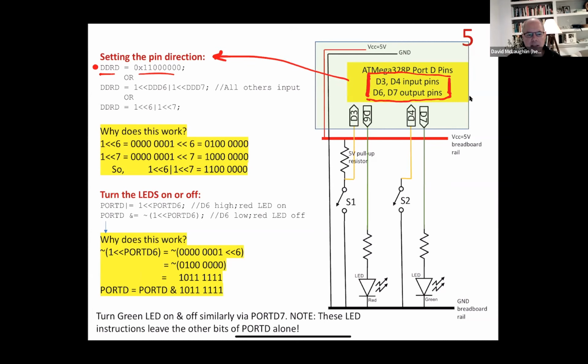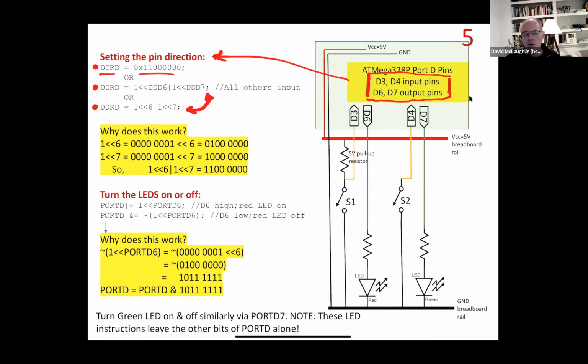Now, another way to write this is to write it like this. DDRD is equal to one shift left DDD6 or one shift left DDD7, which is exactly the same as writing DDRD is equal to one shift left 6 or one shift left 7. I'll tell you in a minute how that works, but know that these are identical. As far as the microcontroller is concerned, these two lines say the same thing.